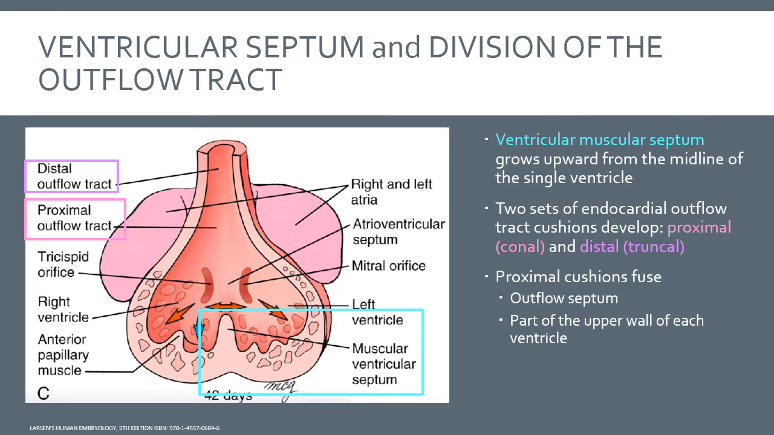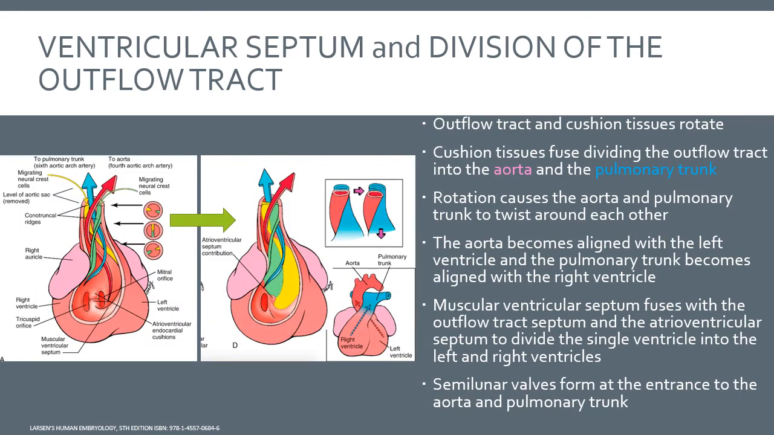But also, the fusion of those cushion tissues in the proximal section of the outflow tract forms the upper wall of each ventricle. From there, you probably looked at your book and enjoyed all these beautifully colorful rainbow-like drawings of the heart doing its wonderful twisting and turning. This gets complicated. I've tried to break it down to the essentials. But basically the purpose of all of this is to rotate the heart such that you can pair the aorta with the left ventricle and the pulmonary trunk with the right ventricle. That's what we're trying to do here.